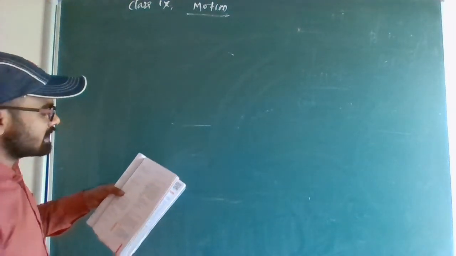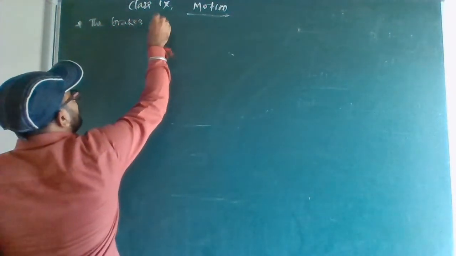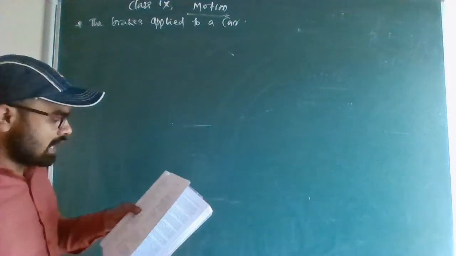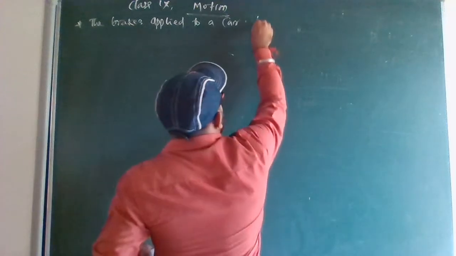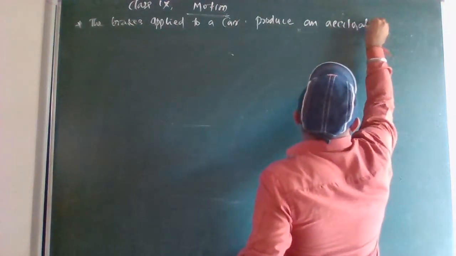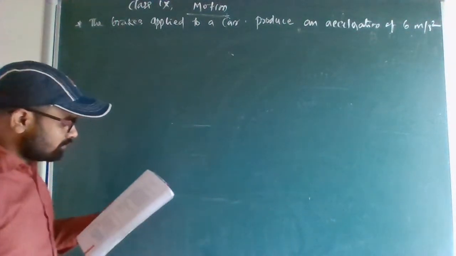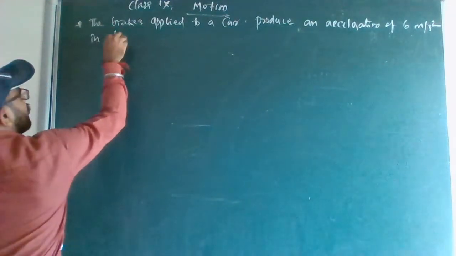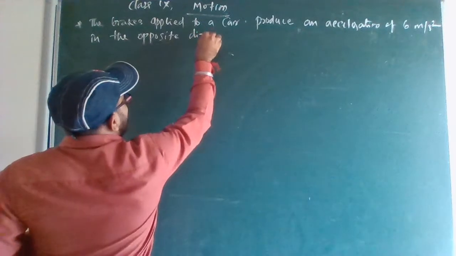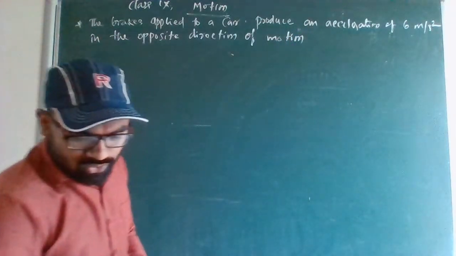The brakes applied to a car produce an acceleration of 6 meters per second square in the opposite direction of motion.